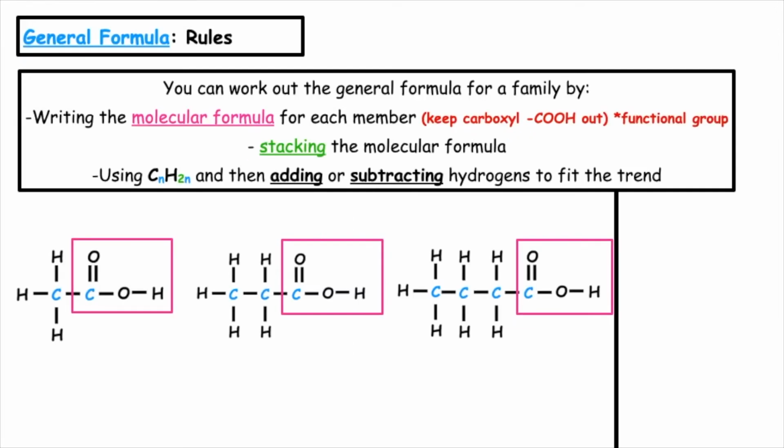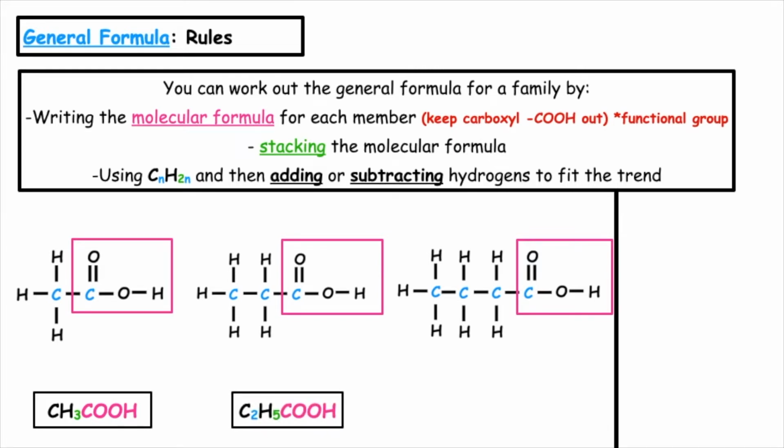You can work out the general formula of a family by firstly identifying the functional group. In this case, we have the carboxyl group, and we want to keep that out of the molecular formula and put it on at the end. So we would have the molecular formula for the first one as CH3, COOH. Second one, C2H5, COOH. And for the third one, C3H7, COOH.